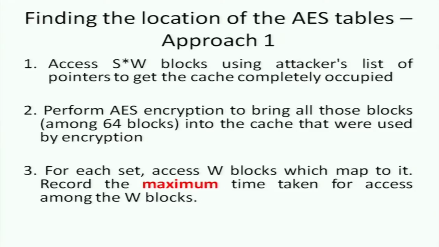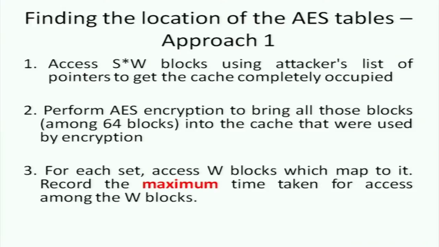Then control is passed to the victim. The victim is your storage provider. So he performs AES encryption, and in the process of so doing, he brings precisely those blocks that he needs of T0, T1, T2, and T3. He brings them into cache because he needs them to compute the encryption. Then control passes back to the attacker.